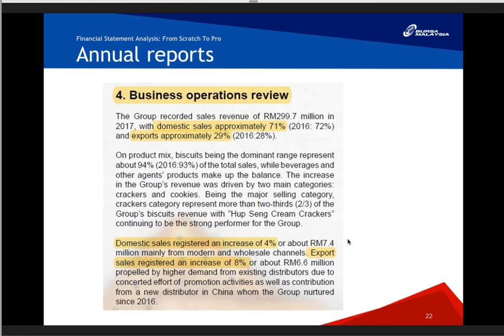So in the business operation review, you can see that this company is about 71% domestic, and exports are 29%. They are actually trying to increase the exports over here. The exports increased slightly. Domestic sales registered an increase of 4%, and export sales registered an increase of 8%, which means they really want to grow their exports. That is good, because in any business, when you're talking about globalization, if you can sell to exports, you can increase your market share, okay?